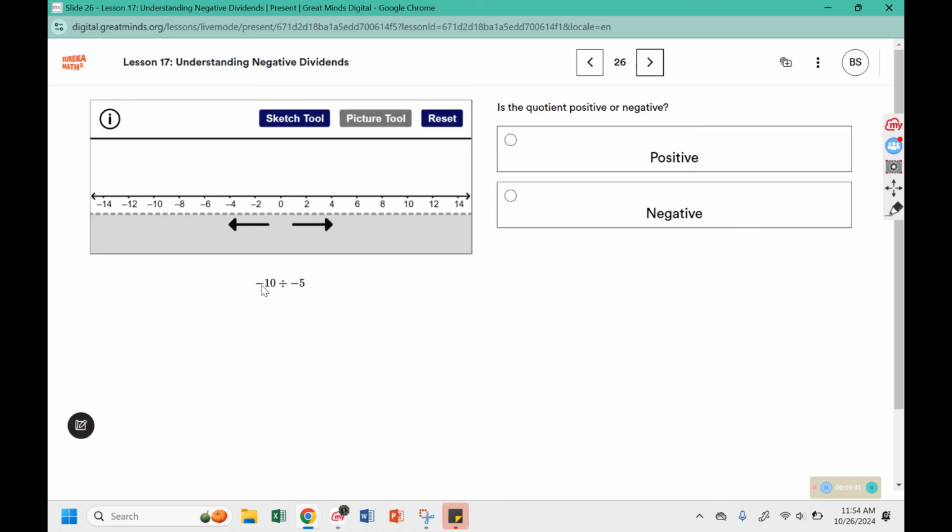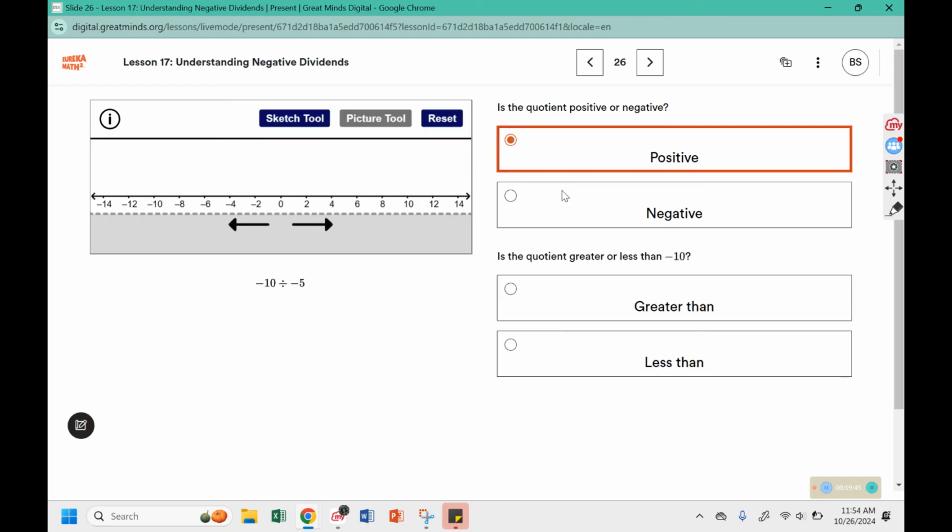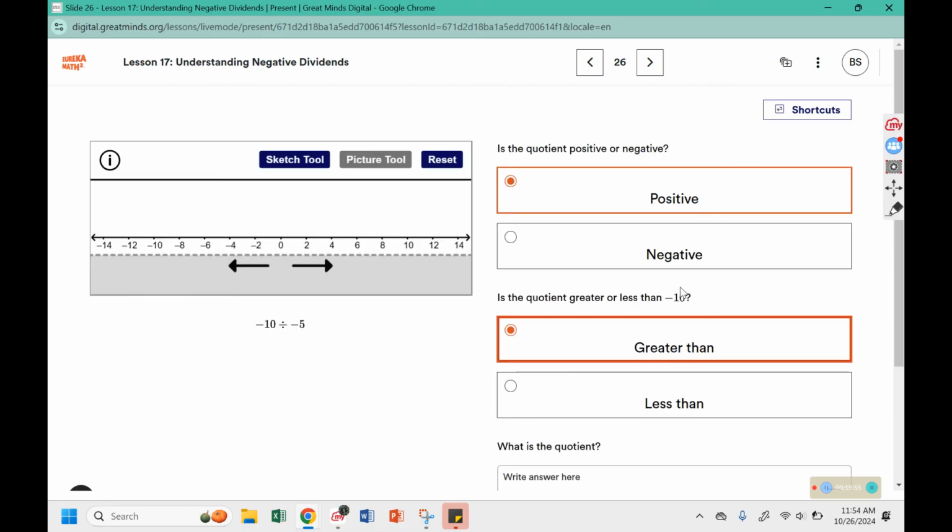Here I have the same sign, so the quotient should be positive. 10 divided by 5 would be 2, and we know it's going to be positive 2. A positive number is greater than negative 10. And the quotient is 2.